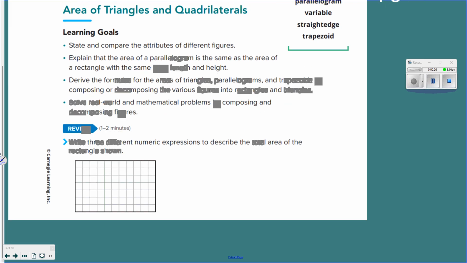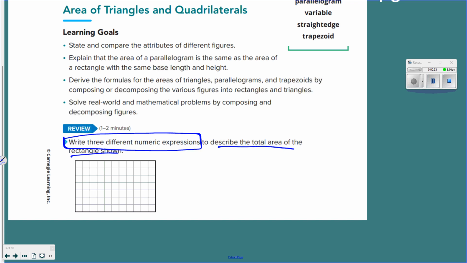3 different numeric expressions to describe the total area of the rectangle shown. So let's discuss first. What is the difference between an expression and an equation? How do I know the difference? An equation has an equal sign and an answer. An expression does not. So that means you are simply writing a problem to represent how you would find the area of this rectangle. Does that make sense?